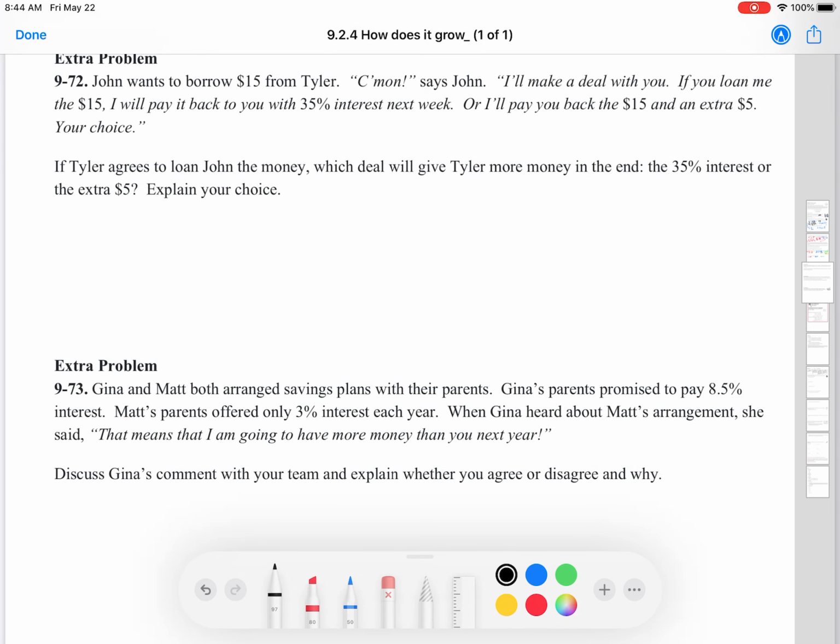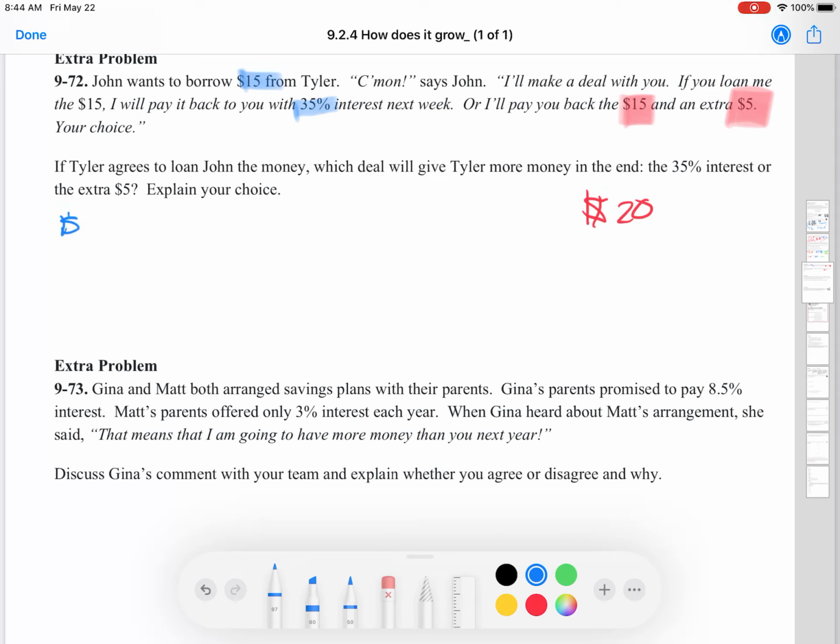So what we need to do is, first, we should hopefully see that if it's $15 and an extra $5, right, that's going to be a total of $20. So that's one option. Now, the other option is the $15 with 35%. So let's do the work for that, right? So when I'm looking at this one, let's do the 10% of 15.